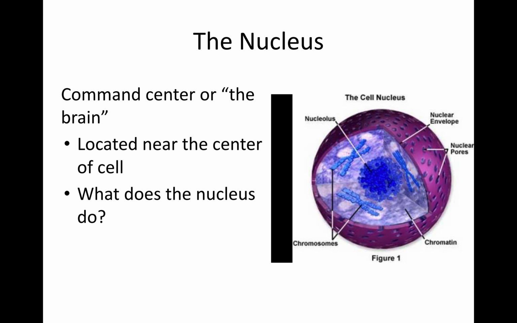Okay, so section 4, nucleus and ribosomes. So we're going to talk about how proteins are made. The nucleus is the command center or the brain of the cell. It's located usually near the center of the cell.